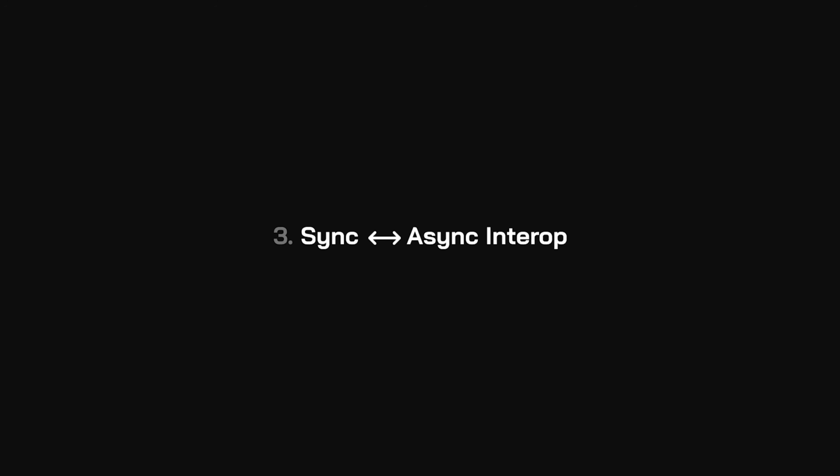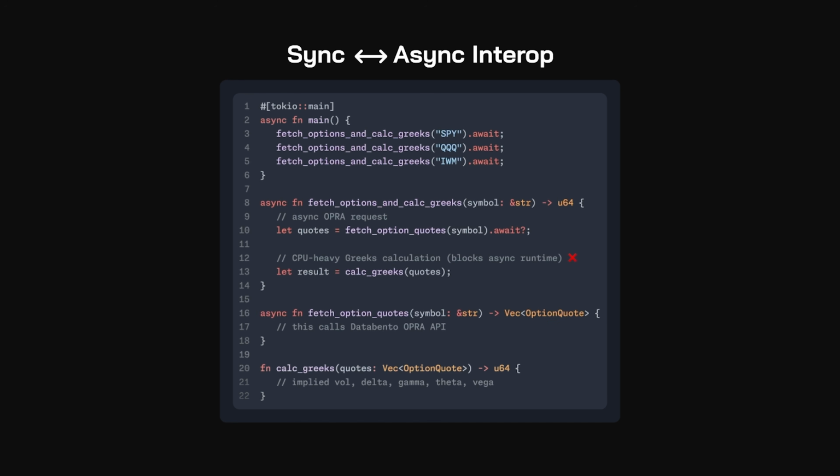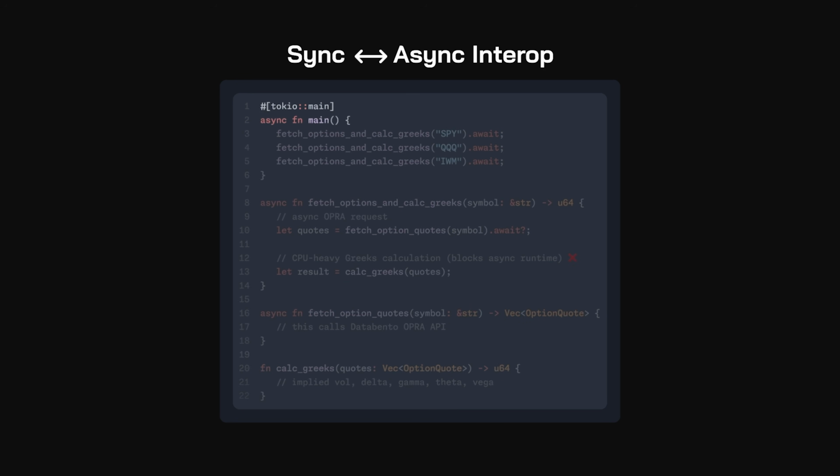This is exactly what it sounds like, mixing asynchronous code with synchronous code. And this is one of the easiest ways for production async systems to accidentally slow down or stall entirely. Let's set the stage with a common scenario a high-frequency options trader would face. You need to fetch a large amount of data from a high-frequency data provider like Databento. First, you add Tokio main, and an async main function like we've seen in the previous sections.